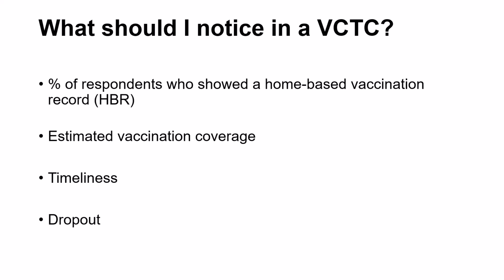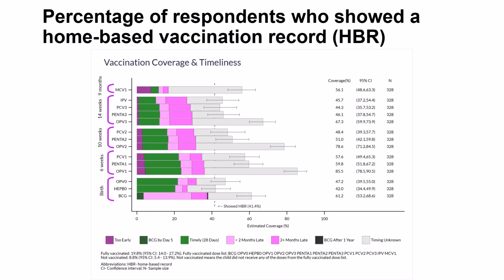Now that you understand how a VCTC is laid out, let's talk about 4 key pieces of information to notice in a VCTC. One of the first things you'll want to notice when you're reviewing a VCTC is the percentage of respondents who showed a home-based vaccination record. This detail is found just above the x-axis of the graph.